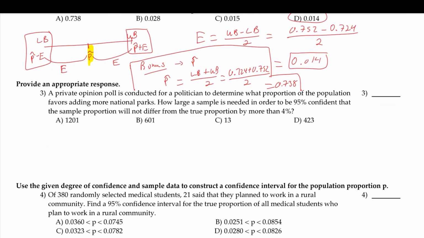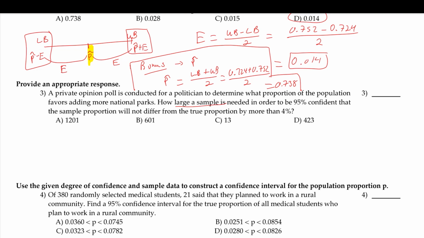Number 3. A private opinion poll is conducted for a politician to determine what proportion of the population favors adding more national parks. How large of a sample is needed in order to be 95% confident that the sample proportion will not differ from the true proportion by more than 4%? Okay, so they're asking for how large of a sample size that we need.